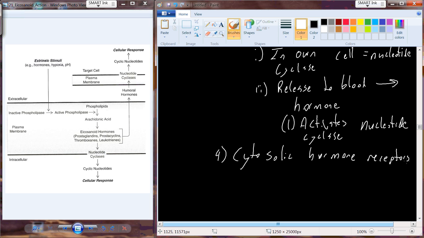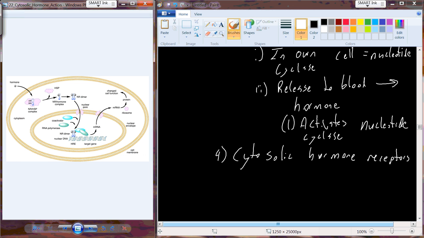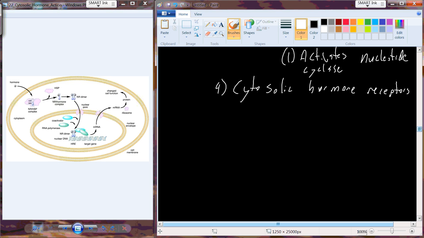So really, up until this point, most of what's been going on has been initiated by receptors that are transmembrane proteins, bound up in the membrane, with an extracellular phase and an intracellular phase. There are also a series of hormone receptors that are not bound in the membrane. They are floating free or soluble within the cytosol. So this is a cell, right? This cell membrane, this is the nuclear membrane.